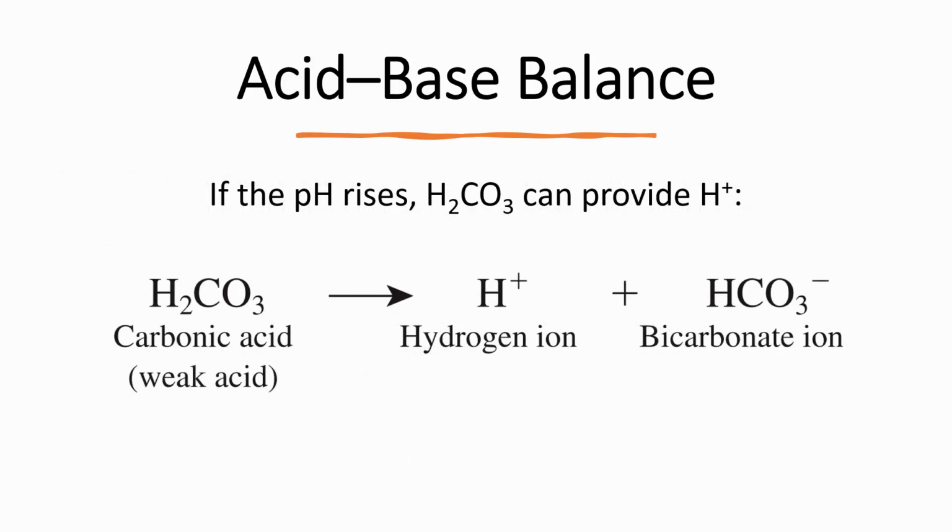Now, if the pH rises, in other words, now the blood is becoming more basic or alkaline, carbonic acid can provide hydrogen. And again, it's going to do that by dissociating or breaking apart, and now we have hydrogen ions to help lower the pH or make it more acid, and then free bicarbonate ion.